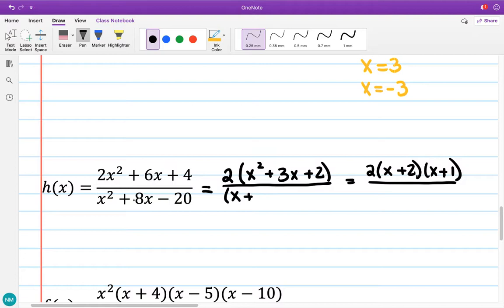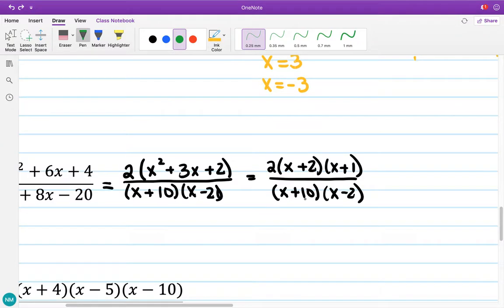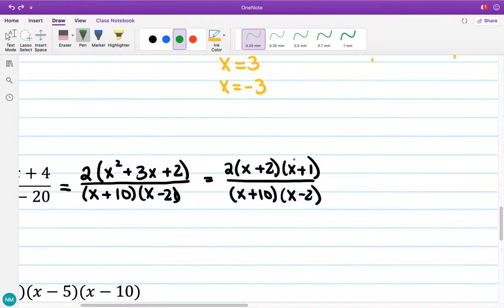X plus what multiplies to negative 20 and adds to 8? So x plus 10 and x minus 2, which is fully factored. So are there any common factors? No, it is fully simplified. So we are good. And so what we have to do is find the domain.